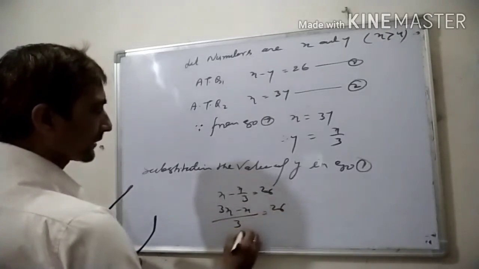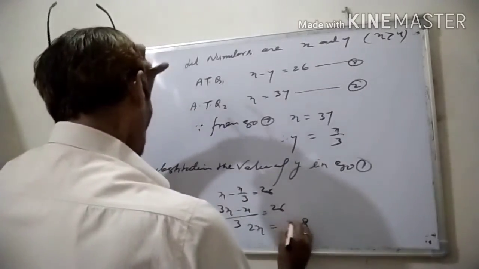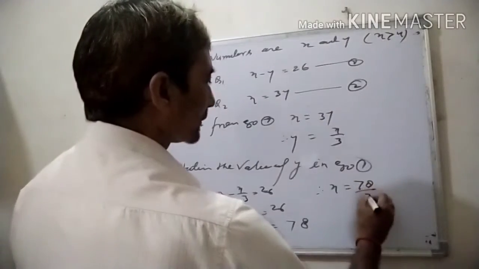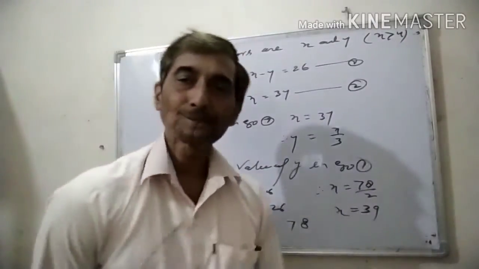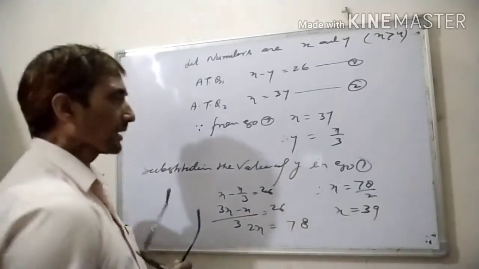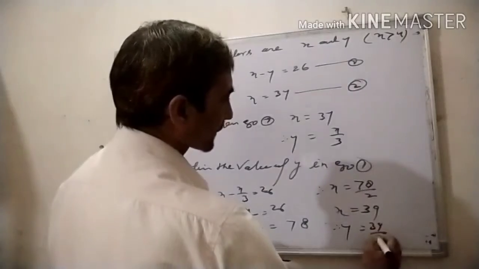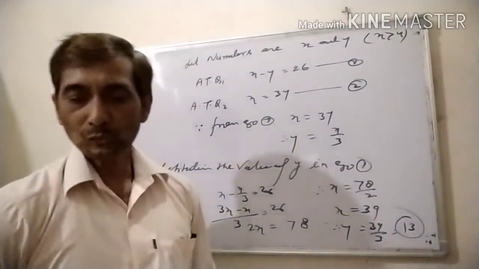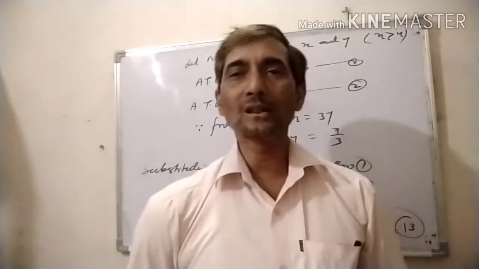3x minus x by 3 equal to 26, 2x equal to 78, therefore x is equal to 39. First is 39, therefore y is equal to 39 by 3, 13. So your numbers are 39 and 13.